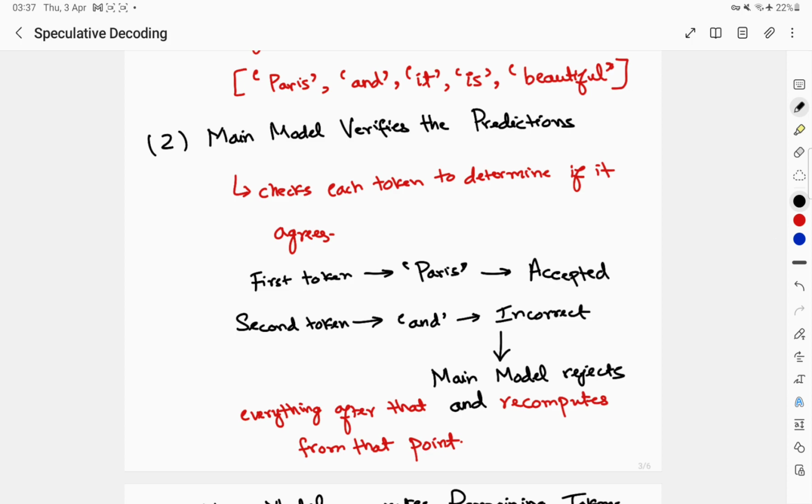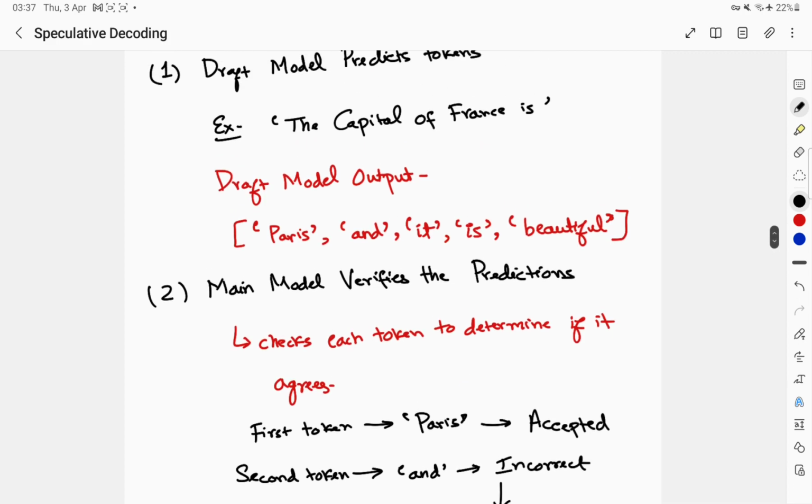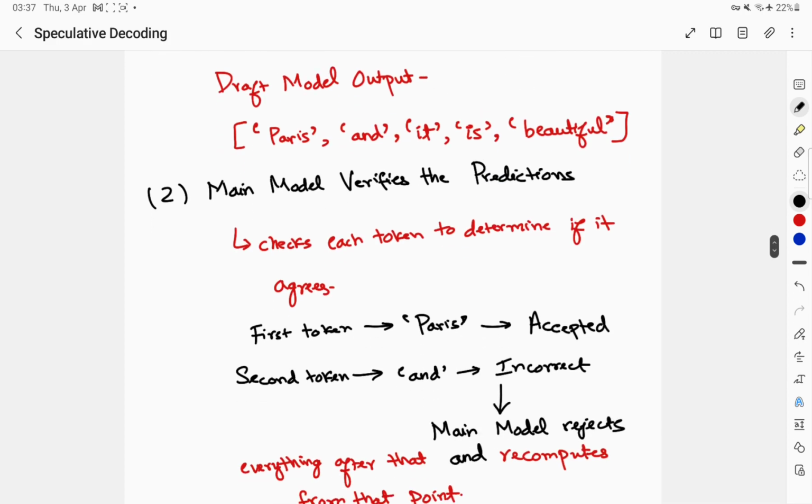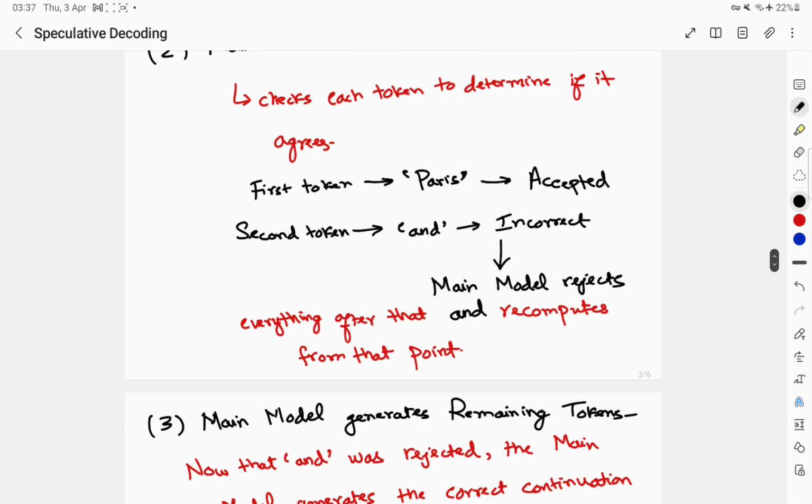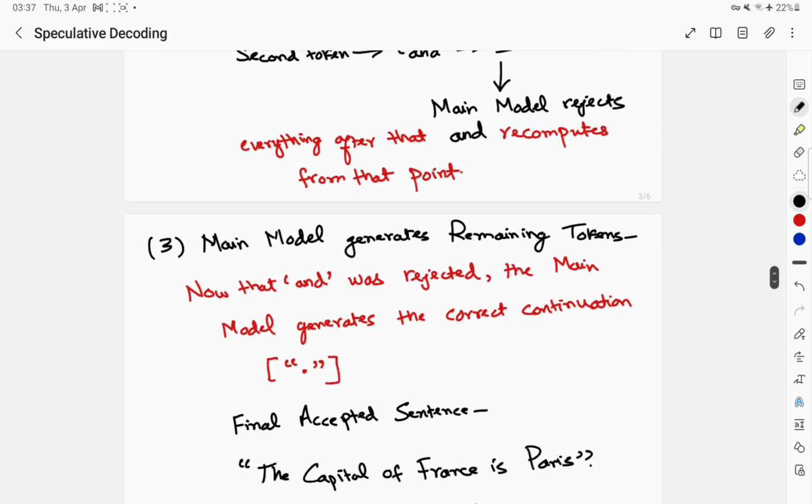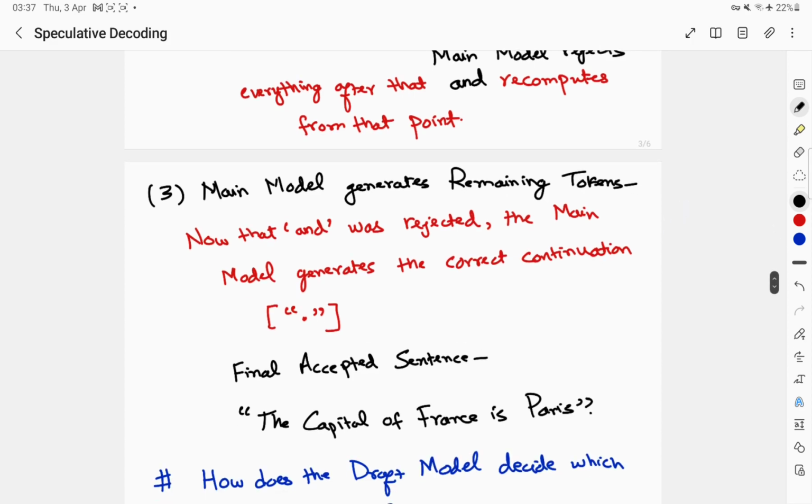And then the second token is, let's say, "and". So the capital of France is, and if an "and" occurs after that, it's kind of an incorrect word, and that's where the main model will reject everything after that word "and", and it will recompute from that particular point onwards, right? So when "and" was rejected, the main model generates the correct continuation of the sequence. That will be a full stop.